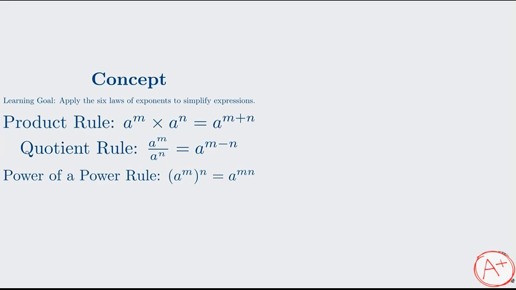The power of a product rule shows that (ab)^n equals a^n times b^n. The exponent applies to every factor inside the brackets.